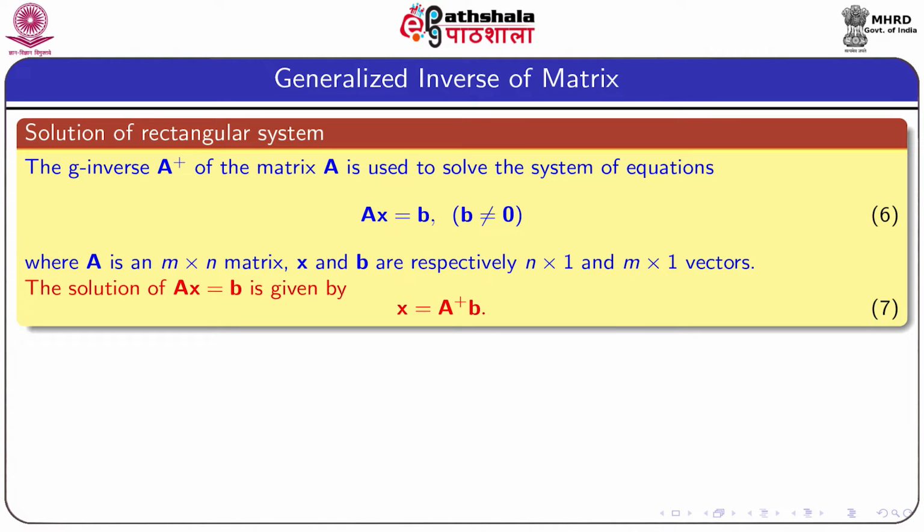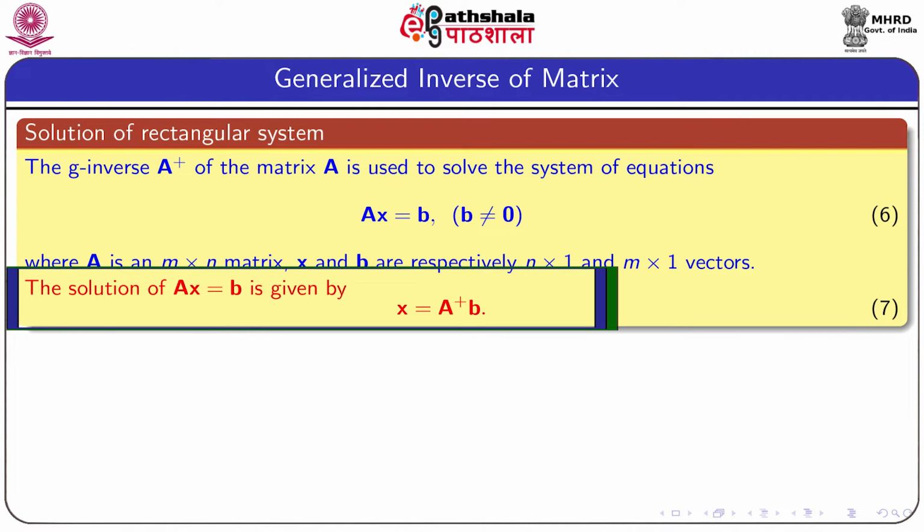Now, the generalized inverse can be used to solve a rectangular system of equations. The G inverse A plus of the matrix A is used to solve the following system of equations: Ax equal to B, where B is a non-null vector and the matrix A is of order m by n, and x is the unknown vector of order n by 1, and B is the known vector of order m by 1.